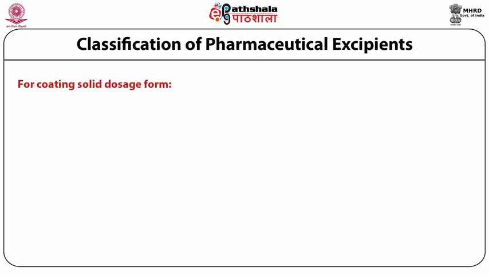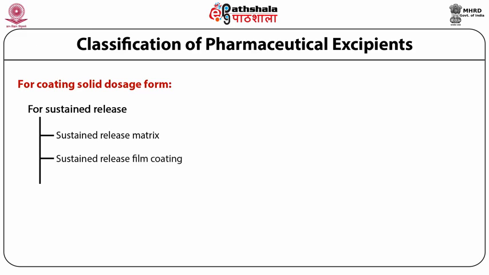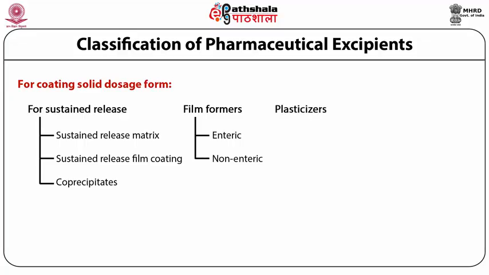For coating solid dosage forms, the first category is for sustained release. In this category, sustained release matrix, sustained release film coating, and precipitates are incorporated. Under the category of film formers, enteric and non-enteric film formers are incorporated. Plasticizers and opaquant extenders are also incorporated.